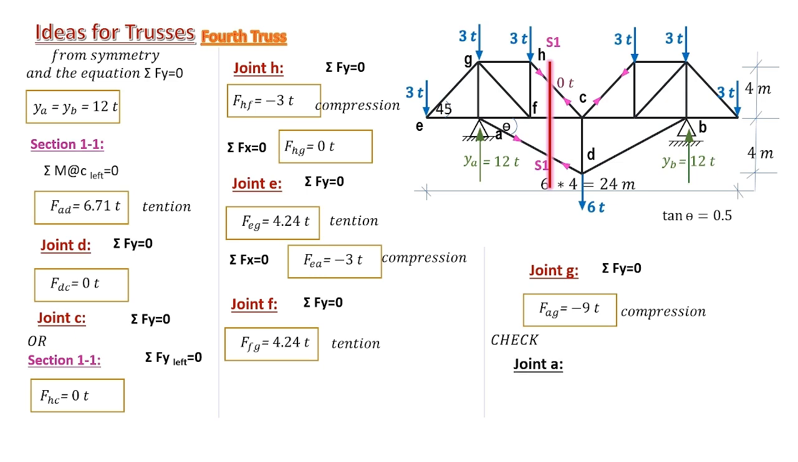Let us consider joint A and sigma forces in the Y direction. You take joint A, you have a 12-ton YA, the vertical member AG, and the inclined member AD. Of course, the component of the inclined member AD in the vertical direction. Just make sure that the sum of all the forces together has the value 0. This concludes with our course.